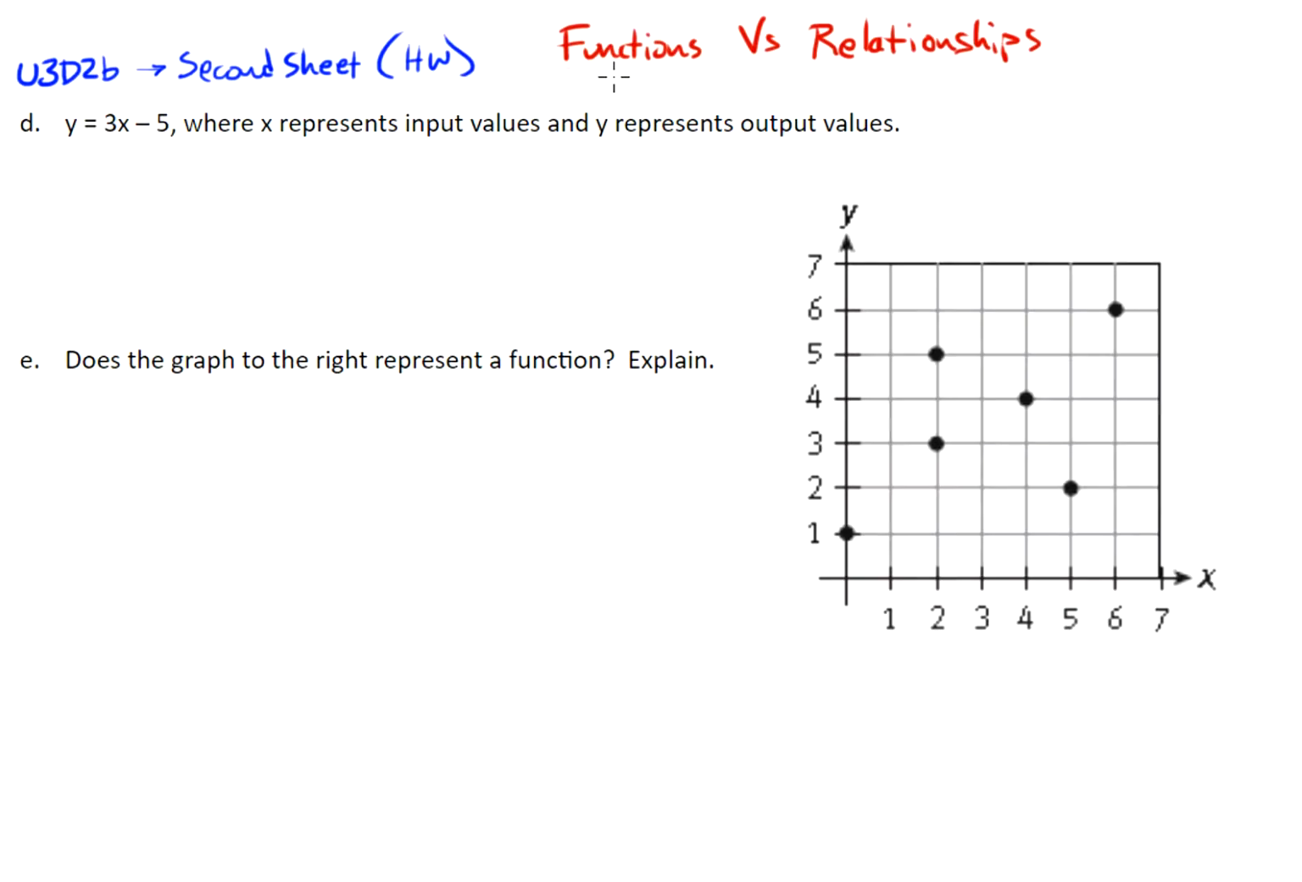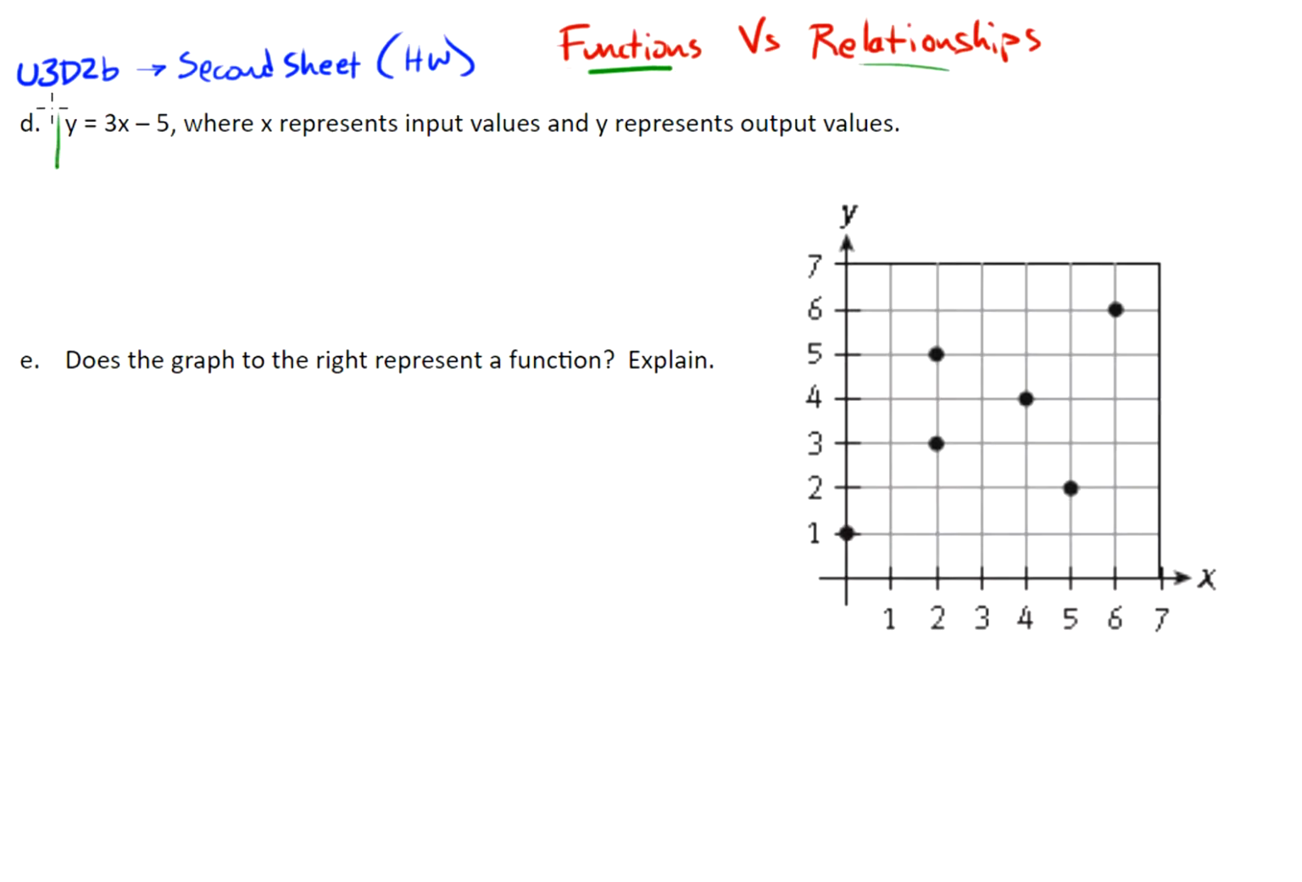Again, we are reviewing functions versus relationships. I really am only helping you with the last two questions on here because most of this was alone work where you're supposed to be working with your neighbor or with yourself. So here, question D says y equals 3x minus 5, where x represents input values and y represents output values. What we're trying to do is find if this is a function or if this is a relationship.